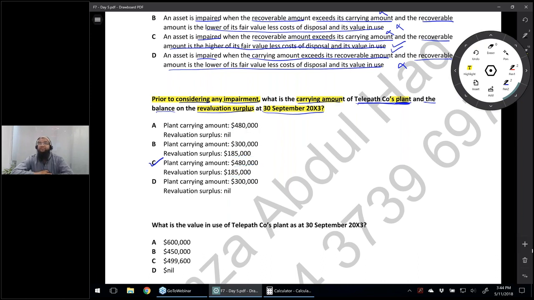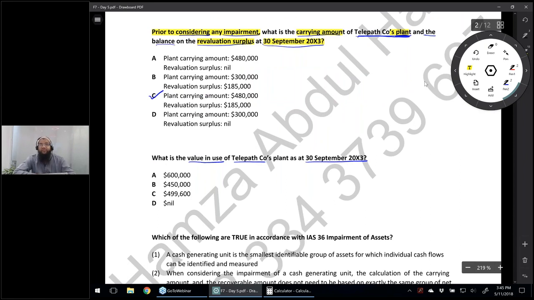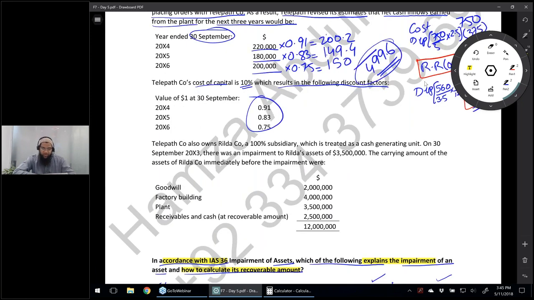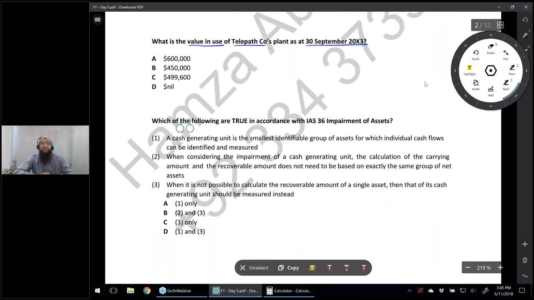Any confusion in this? We have calculated the depreciation, we have calculated the revaluation, and then we have calculated the depreciation again after revaluation. Now the second question is what is the value in use of Telepath's company at 30th September 2023? We have already calculated the value in use, which was 499.6. This is the value that we have calculated. So if I go down, we're going to say that 499.6 is the value in use in this case.